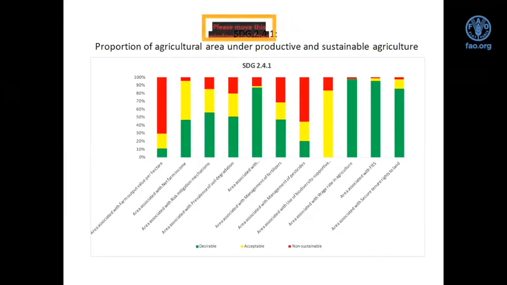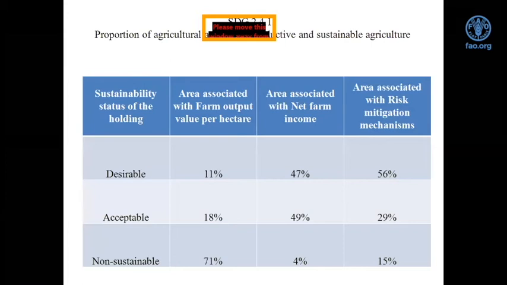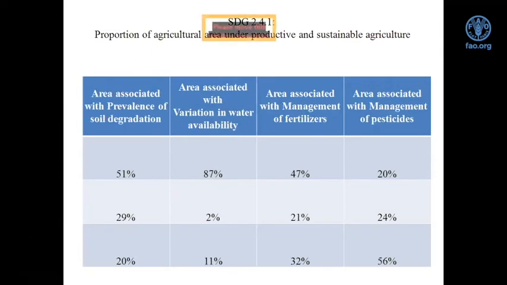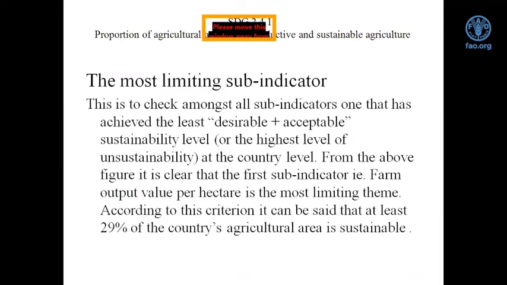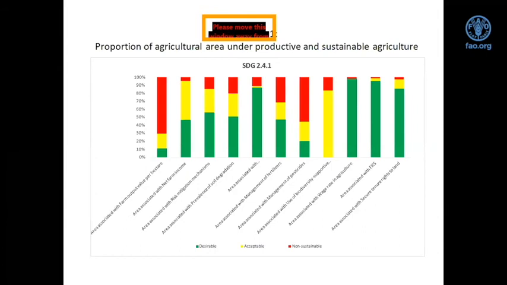Now, this is the final dashboard that was also shown to us by Ian Leite. You can see the percentages from this. The first sub-indicator is area associated with farm output value per hectare: desirable 11%, acceptable 18%, non-sustainable 71%. Like this, I have shown the 11 sub-indicators as percentages. And you can see the most limiting sub-indicator here is sub-indicator number one, area associated with farm output value per hectare. Here we can see the red area is very high, and the desirable and acceptable area is only 29%.